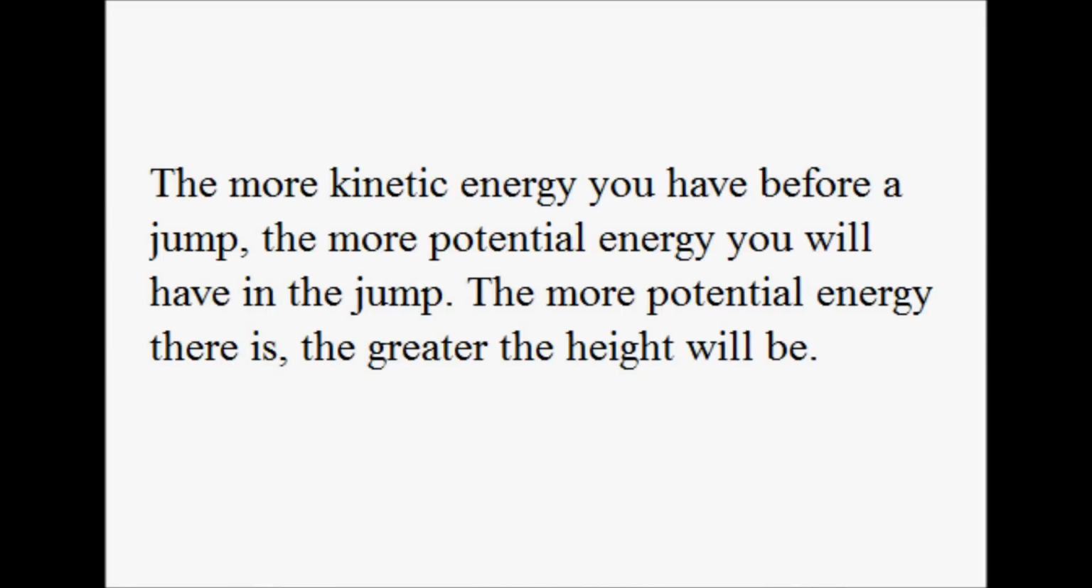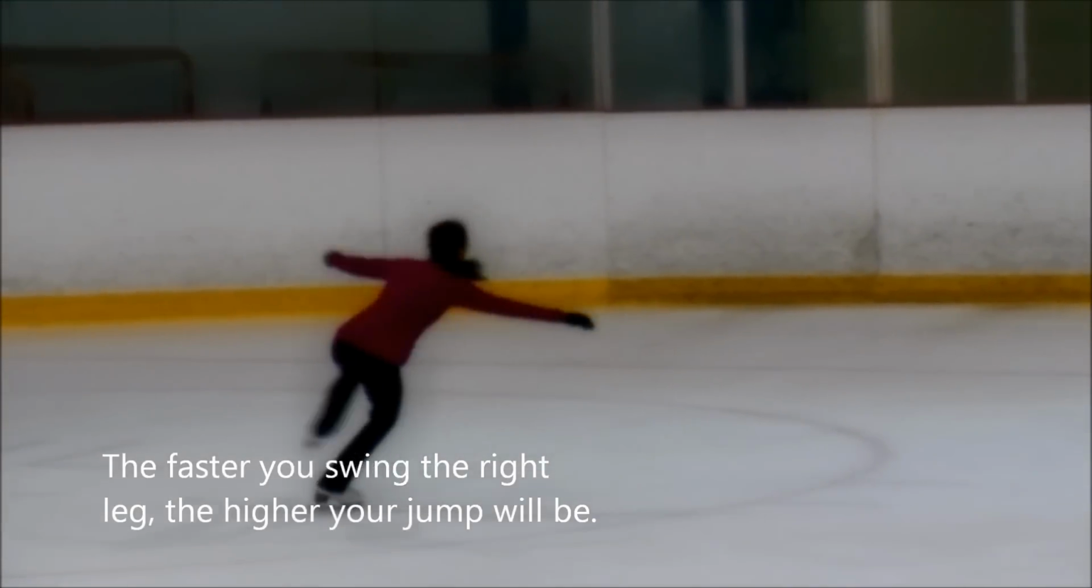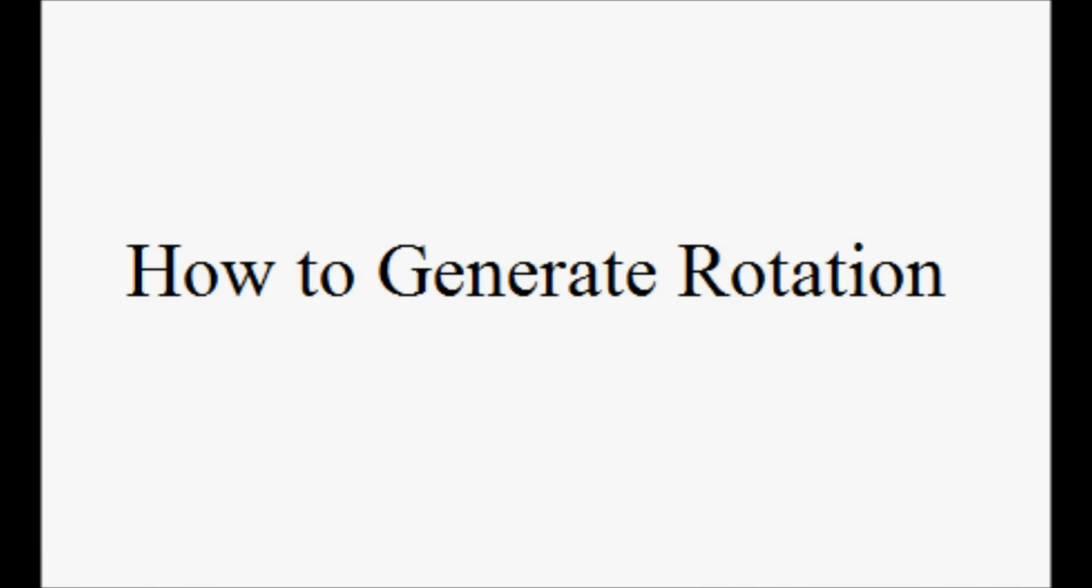So, with the law of conservation of energy in mind, this means that the more kinetic energy you have when you're on the ice, the more potential energy you'll have when you're in the air. The more potential energy you have, the greater the height, since you cannot change your mass while skating, and you do stay on the same planet too. When the mass and the acceleration due to gravity are both constant, then the only way to increase the potential energy is if you increase the height. So now back to that swinging right leg. The faster you swing it, the higher your jump will be. So now that we've covered how the takeoff works, we can move on to how rotation is generated.